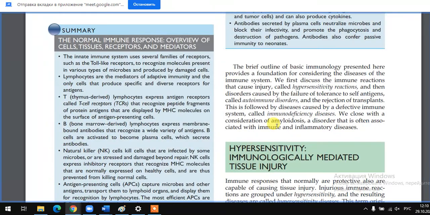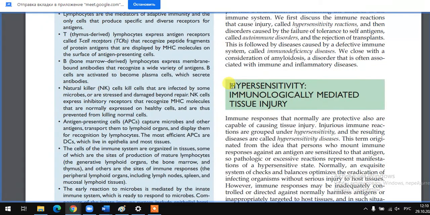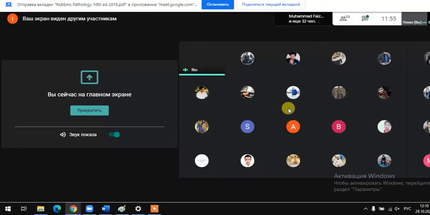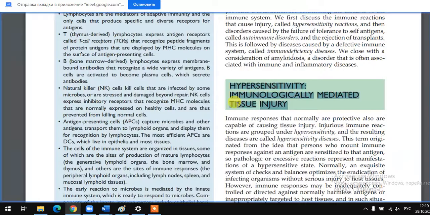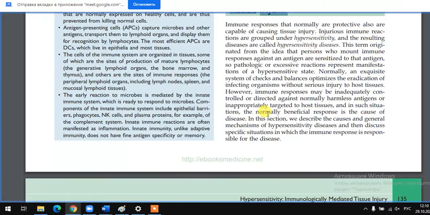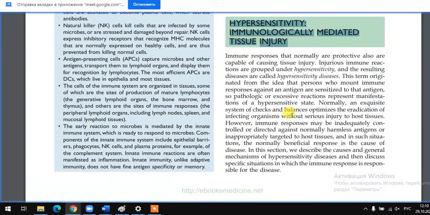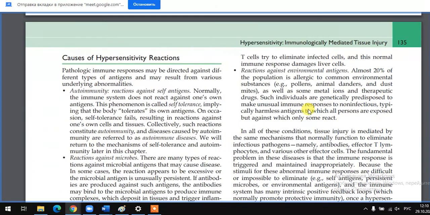And now let's continue to talk about hypersensitivity, immunologically mediated tissue injury. So what time? Oh, only 18 minutes passed, so that's why we continue. Immune responses that normally are protective are also capable of causing tissue injury, and this is known as hypersensitivity reactions or hypersensitivity diseases. You already heard about these autoimmune diseases.